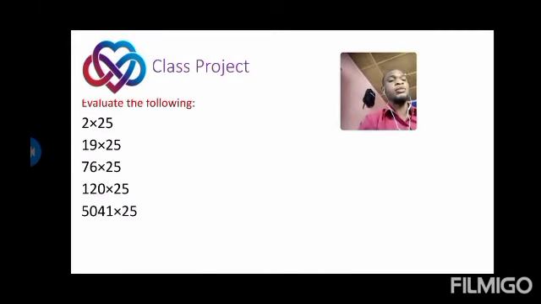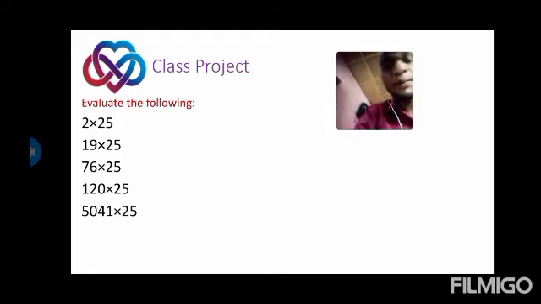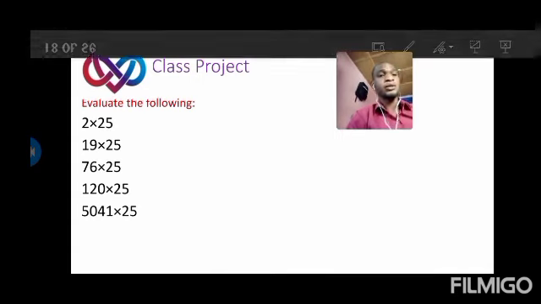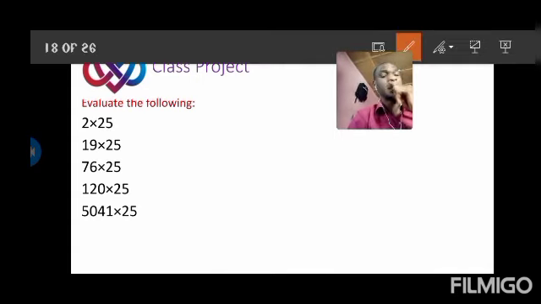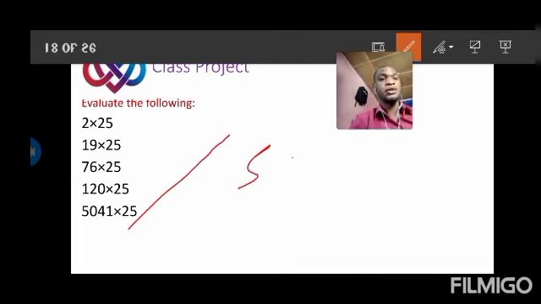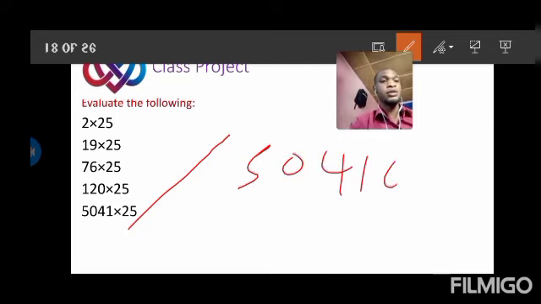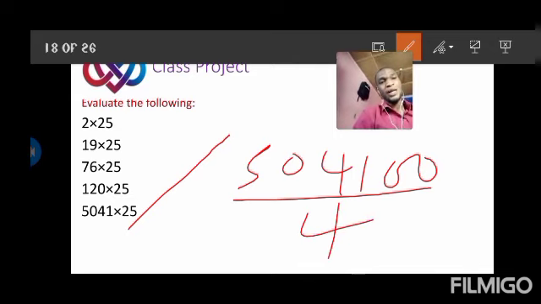You can take on another number yourself, but now here is our class project, and I want you to do it. I want you to try this and make sure you get it correctly. You have exhausted everything already. You don't have any problem. Just take note that in multiplying a number by 25, multiply the number by 100 by adding 2 zeros to the back of the number. Then, for example, let me say I try to do this one: 5,041,00, right? Divide by 4. Just divide it by 4 and you are good to go.